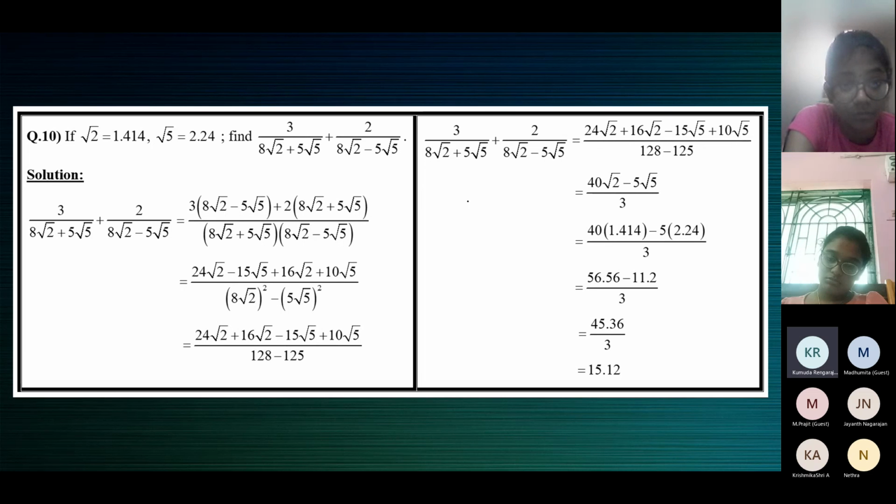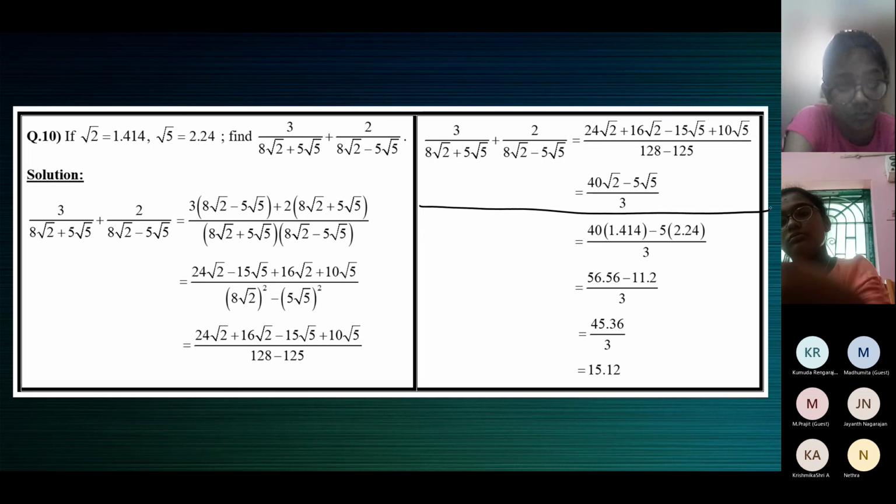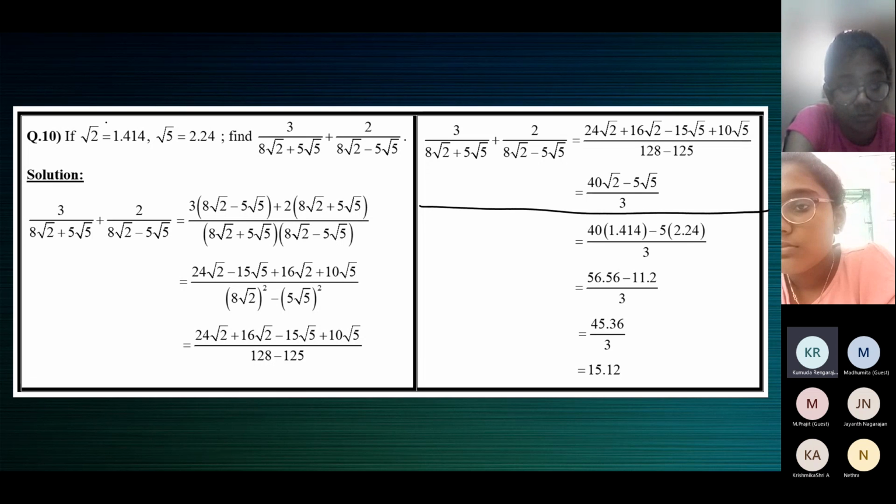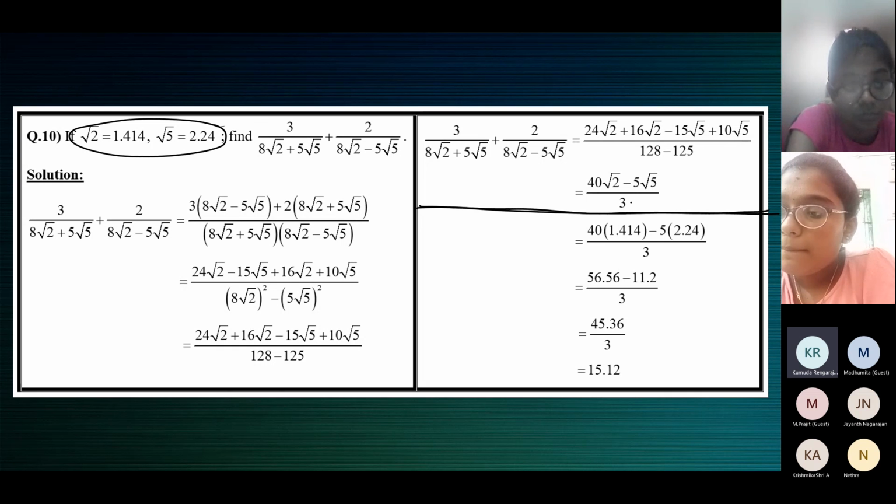Now children, this is the end of rationalizing. This is over. That's all. Answer ends there. If you were not given this, the answer ends here, because see, the denominator is rational. Finished.